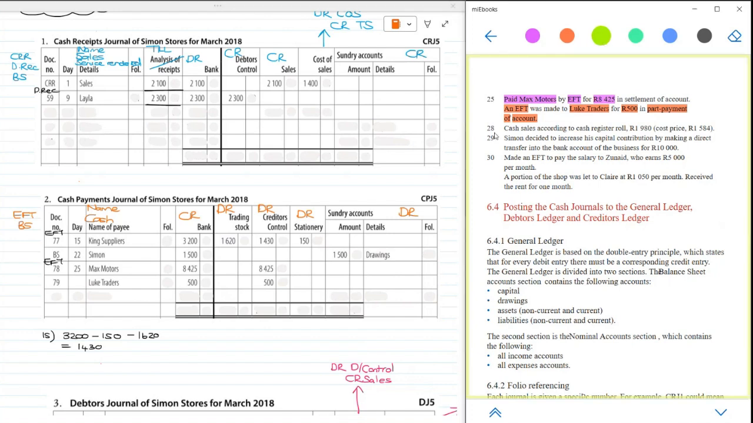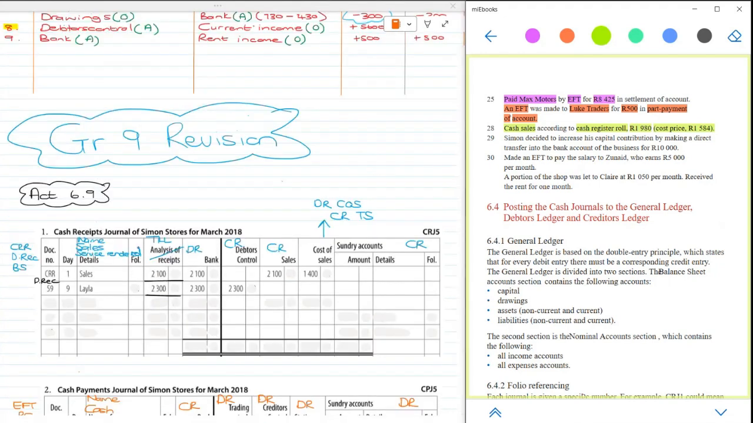Then our transaction on the 28th: cash sales, according to the cash register roll, 1,980, and they gave us the cost price. For cash sales, we did receive the money, so CRJ. In my CRJ, the CRR is the source document. The date is the 28th. This was for sales, so we write sales. We did receive the money in our hand, so in my till, we've received 1,980.